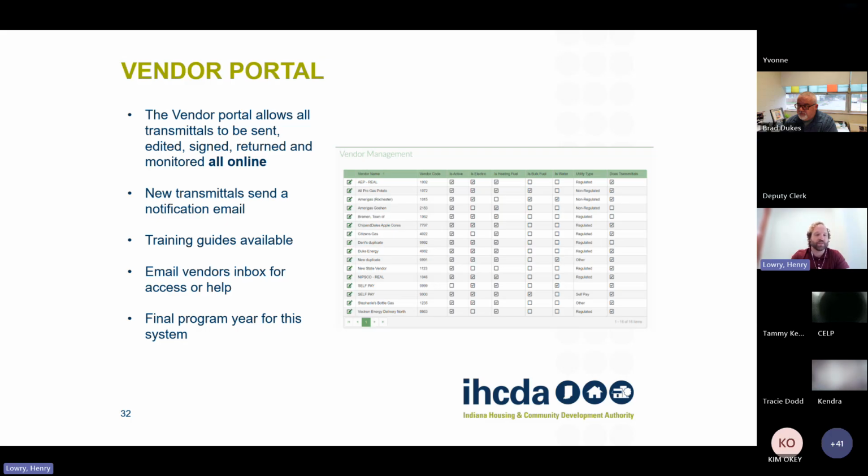And just FYI, this is the final year for this program, for this tech system. So we are, like I said earlier, moving to this new system. But if you would like access to this legacy system for the rest of the season, please let me know. There's lots of benefits to doing all of this online. So, yeah, let me know.